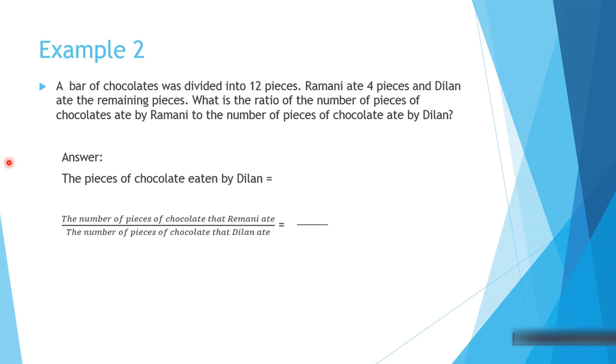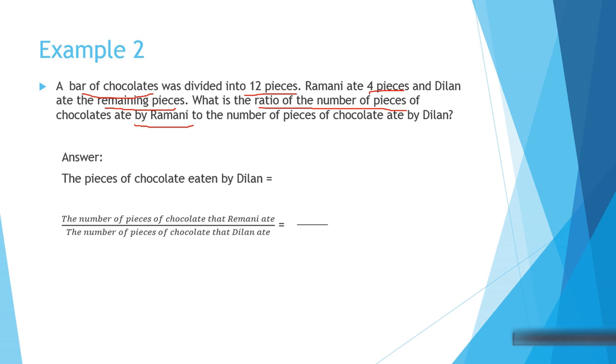So we already know the number of pieces eaten by Ramani, which is 4 pieces, but we do not know the number of pieces eaten by Dylan. In order to find the number of pieces of chocolate eaten by Dylan, we need to take away the number of pieces eaten by Ramani from the total number of pieces. So that is 12 take away 4, and that gives you 8. So 8 is the number of pieces of chocolate eaten by Dylan.